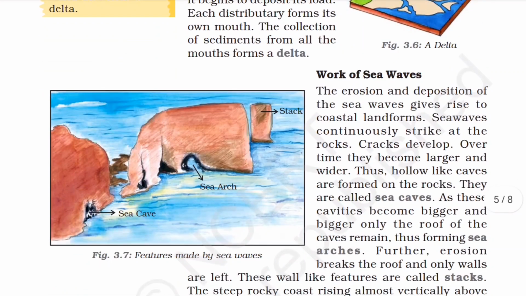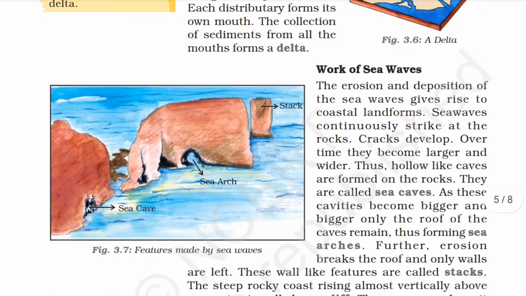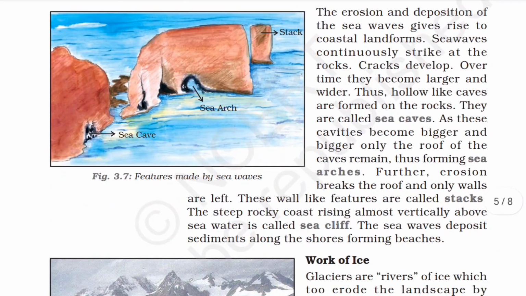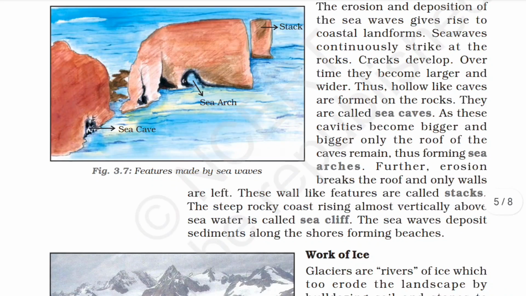Work of sea waves. The erosion and deposition of sea waves gives rise to coastal landforms. Sea waves continuously strike at the rocks, and cracks develop over time. They become larger and wider. Thus, hollow-like caves are formed in the rocks. They are called sea caves.